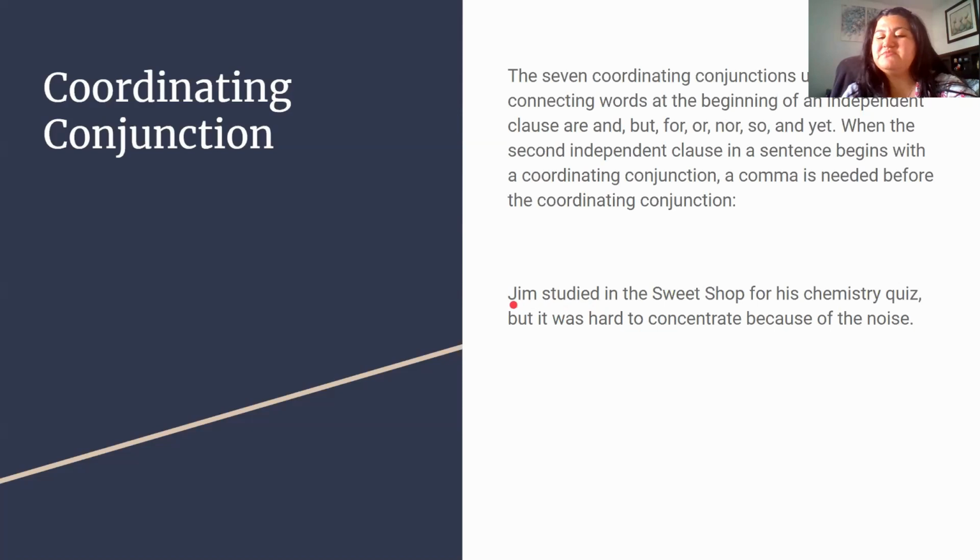Here, "Jim studied in the sweet shop for his chemistry quiz, but it was hard to concentrate because of the noise." So that's what helps it be a coordinating conjunction. You couldn't just have this phrase and not have a comma.